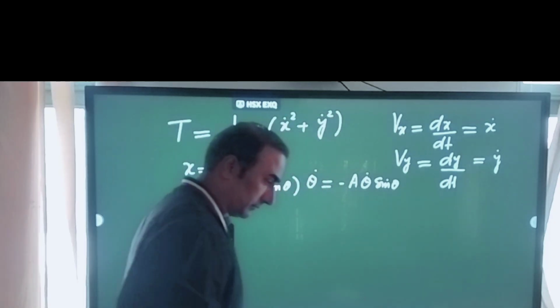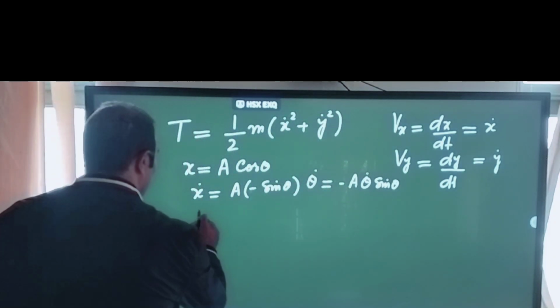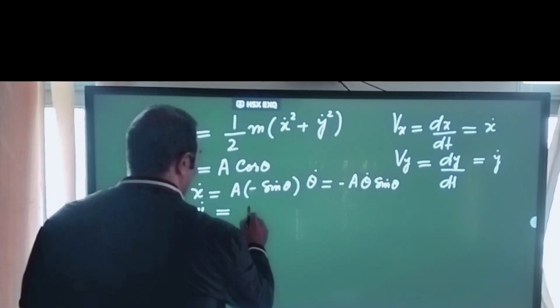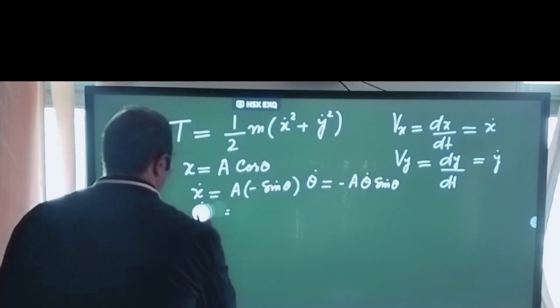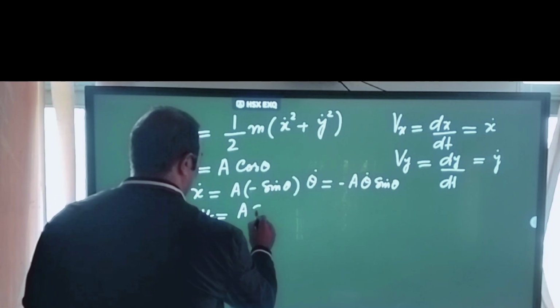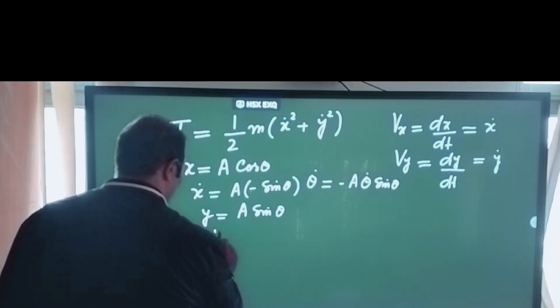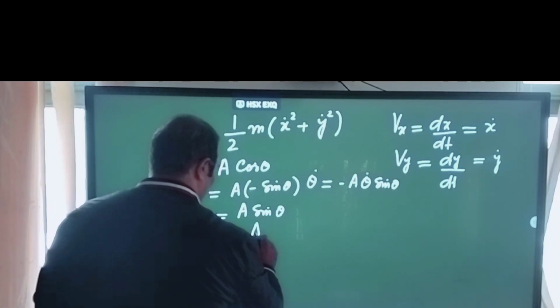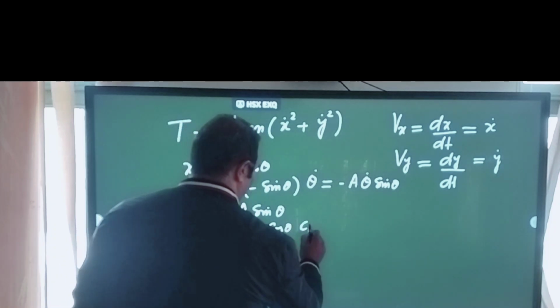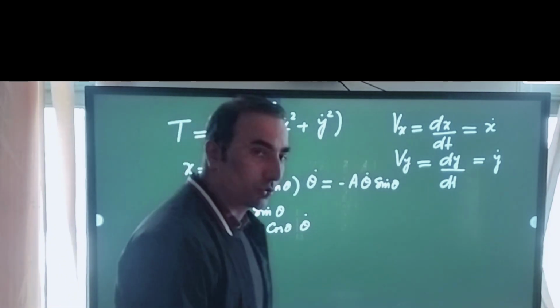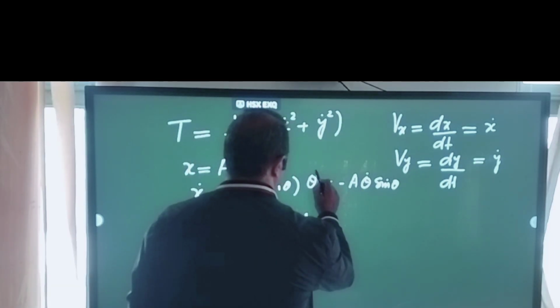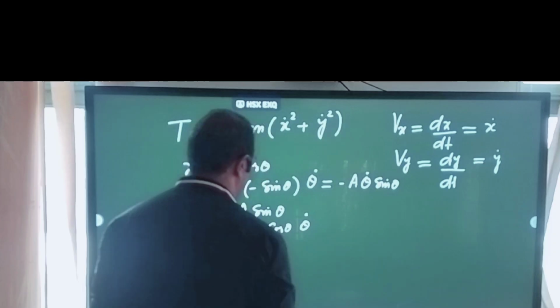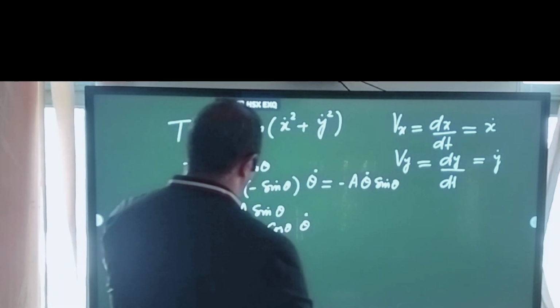sin theta. Okay. And similarly, I can write my y dot. Let me write first what my y is here. y equals a sin theta, and y dot will be equal to a cos theta theta dot, because for sin theta, when we differentiate, it becomes cos theta, and theta becomes theta dot. Okay? So this is theta dot, and this is theta dot. Okay, so we have calculated this.